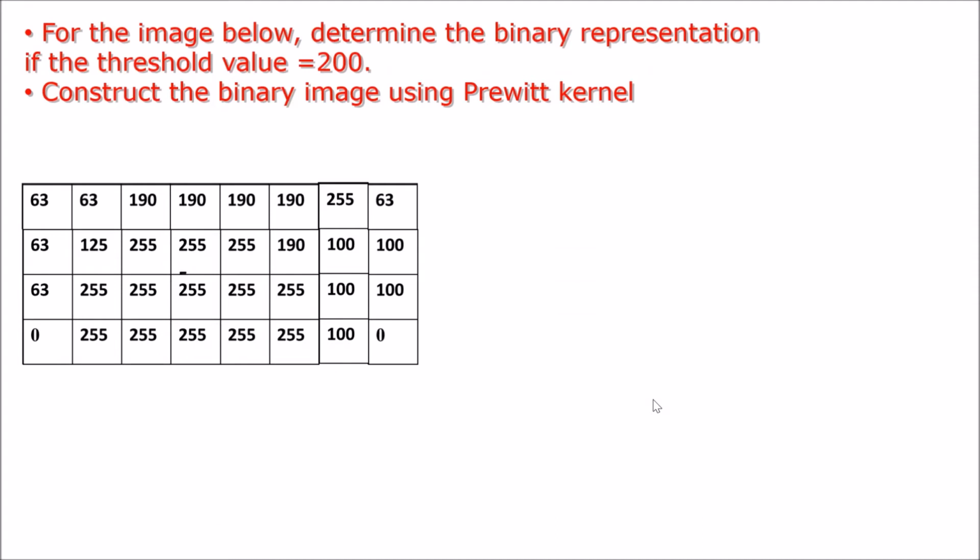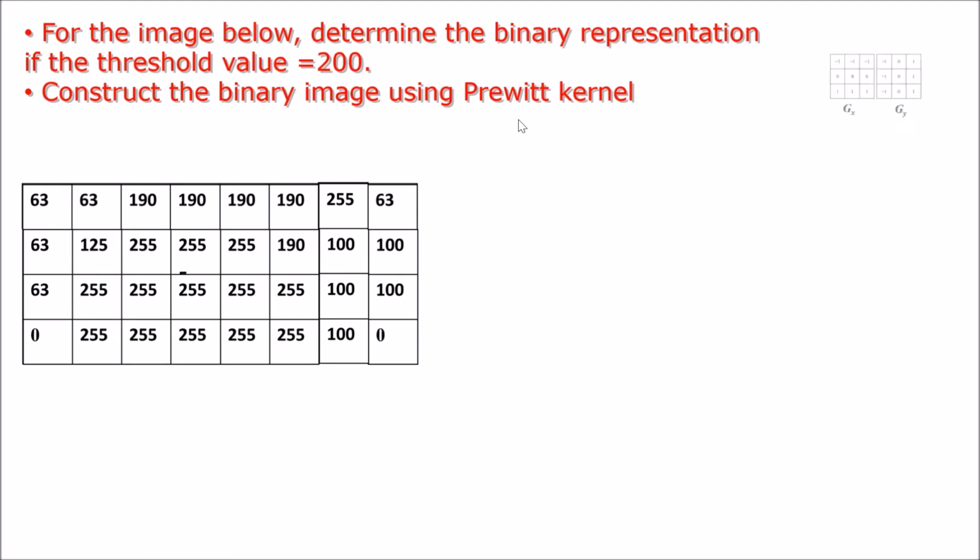In this example, I will show you in a simple calculation how you are able to construct the binary image by using the first derivative operation. For this type of problem, you are given an image with a dimension of 8 times 4. For this image, the first task is that if the threshold value is 200, we need to determine the binary image representation. Later on, we need to construct the binary image by using the Prewitt kernel.